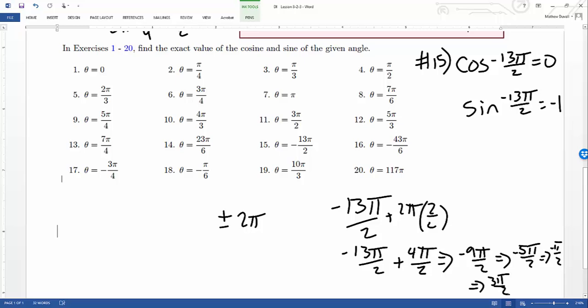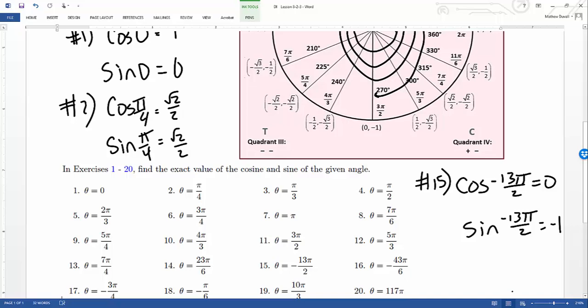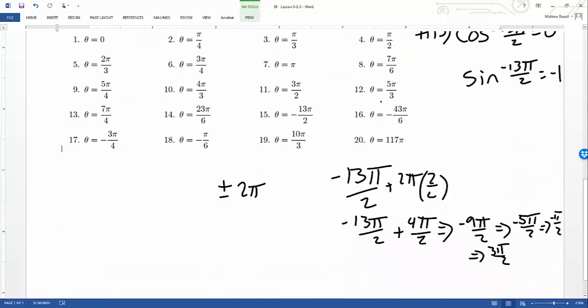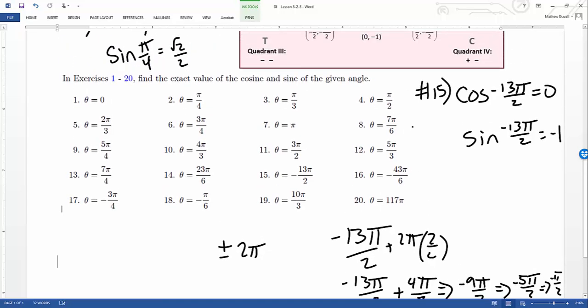Those are all the coterminal angles. 3 pi halves is on the unit circle. And so you can do that to any of these angles to then make it on the unit circle. Same thing here, this 117 pi, just keep subtracting 2 pi over and over, and then eventually you're going to have the value on the unit circle, and that's going to be your answer.